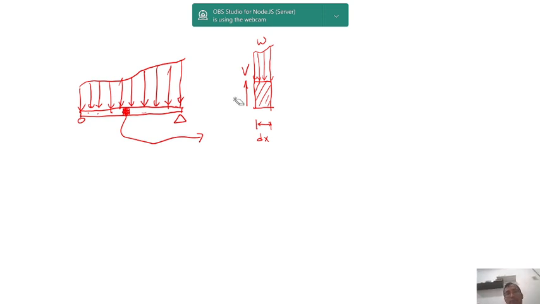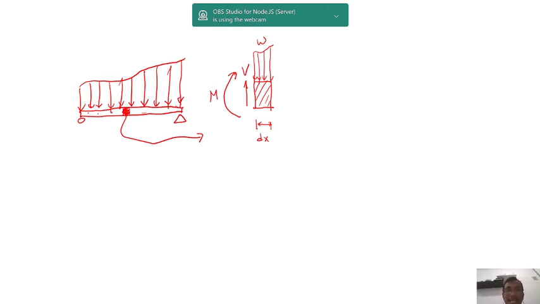Then there will be another moment, positive moment, going counterclockwise like this. There will be no normal force because there is no external horizontal force. So I will neglect that, I will ignore that first.